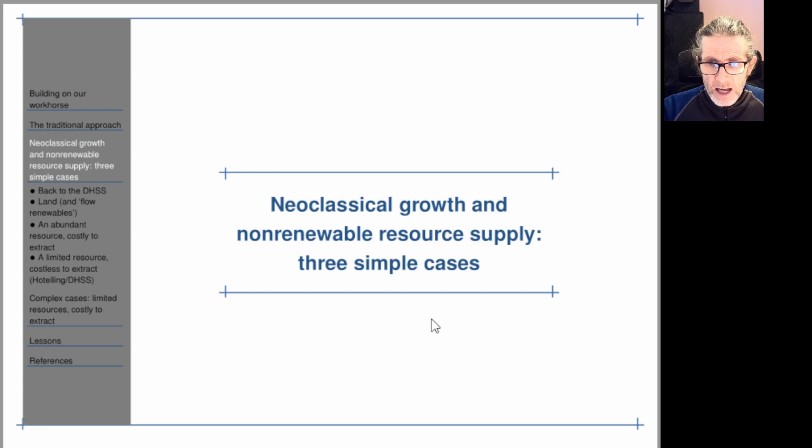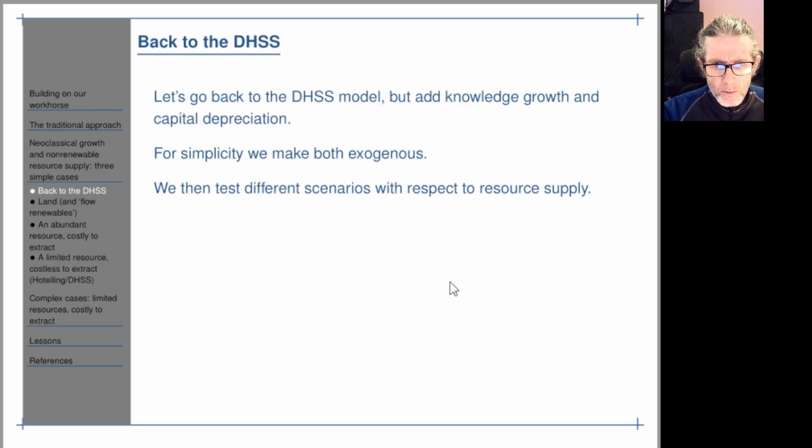So that's where we're going to head towards. And we're going to start by going back again to variations on the neoclassical growth model with non-renewable resources. So essentially we're going back to DHSS, but instead of assuming no technological change, no capital depreciation, we're going to bring back what we know actually happens in reality, which is that technology goes forward, capital depreciates. But to keep it simple, we make them exogenous.